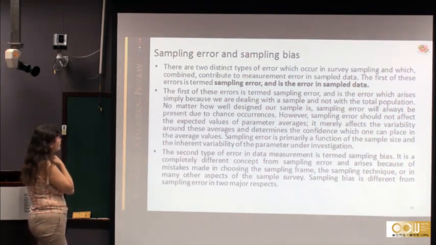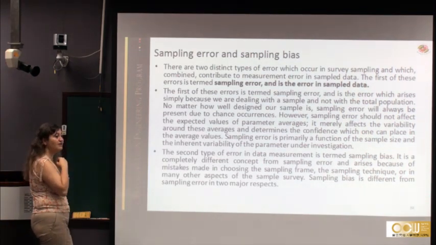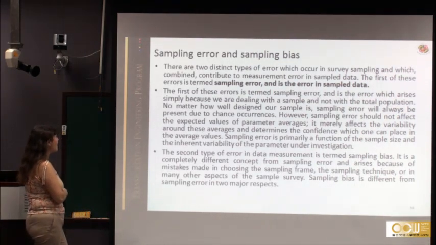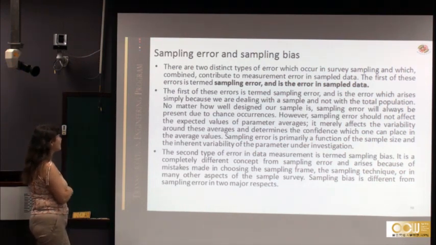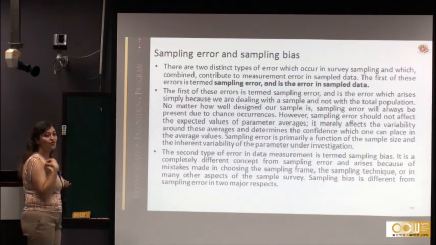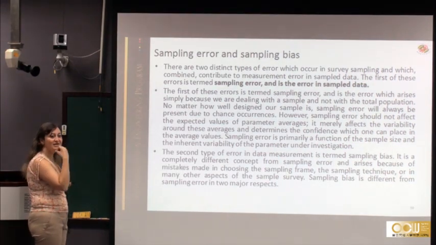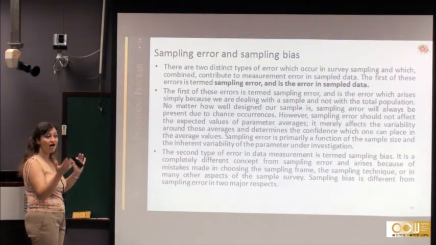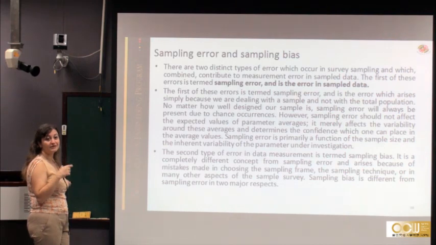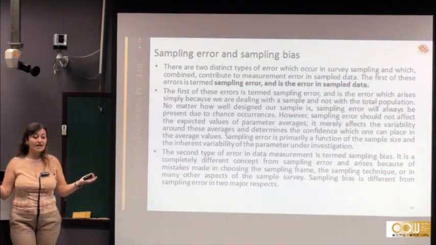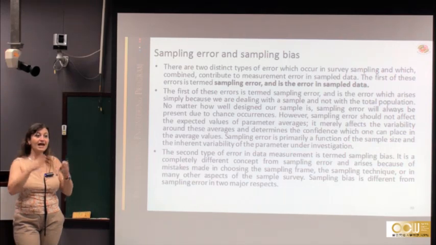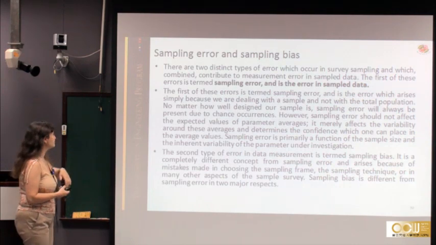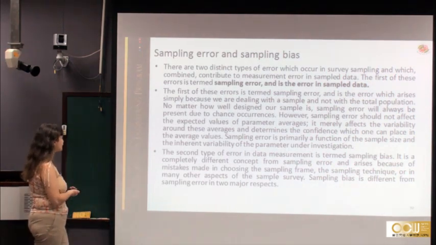The sampling error does not affect the expected value of the parameter averages, right? But it affects the variability around these averages and determines the confidence interval around these averages. So the mean value that you are estimating is good. It's the variance around these averages that can be problematic, so the confidence interval. So it means that if you have very large confidence intervals, you have very high variability around this mean, so you cannot fully trust your results.